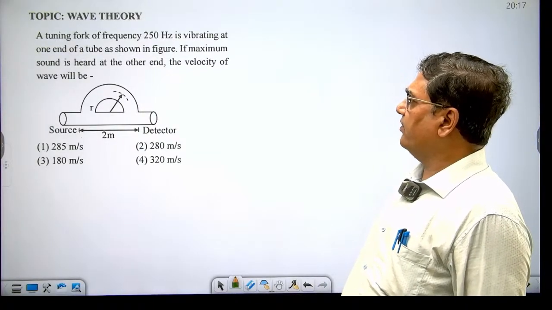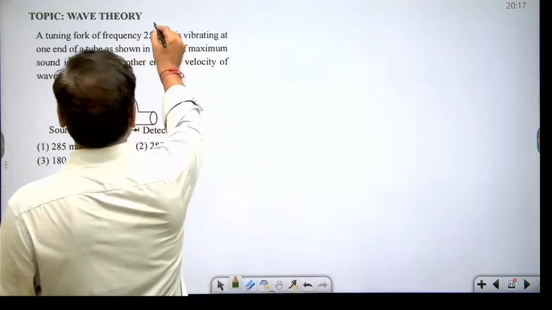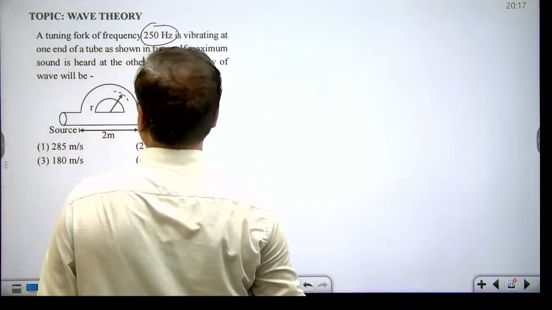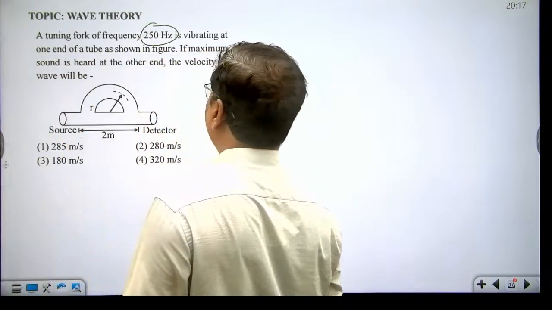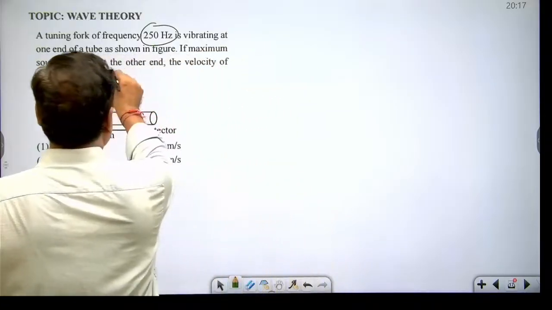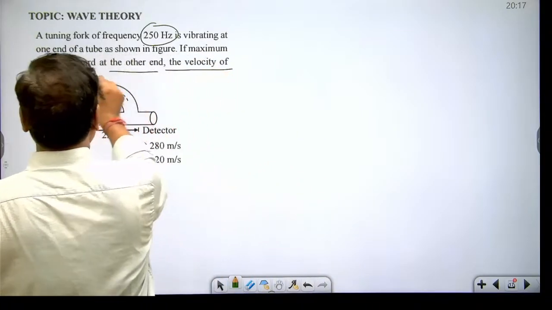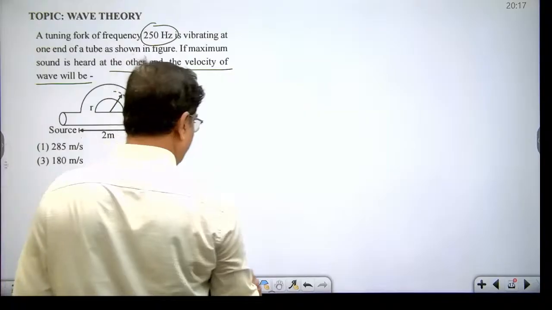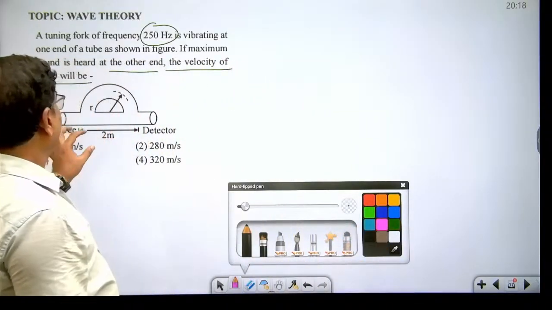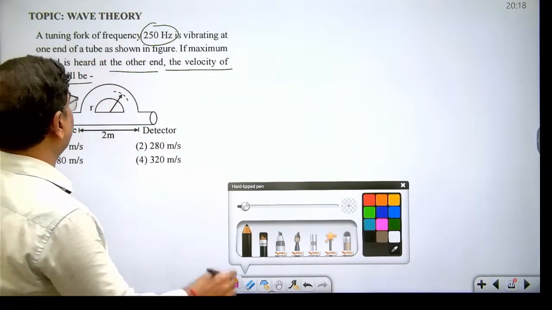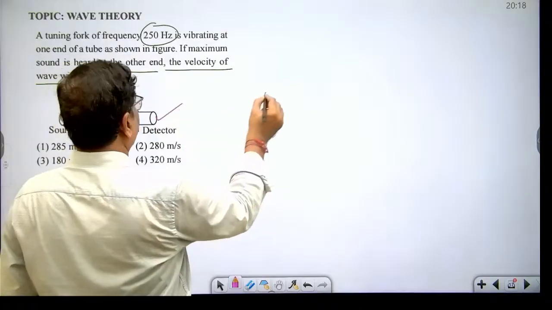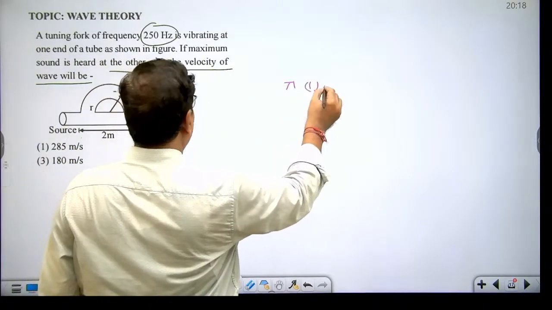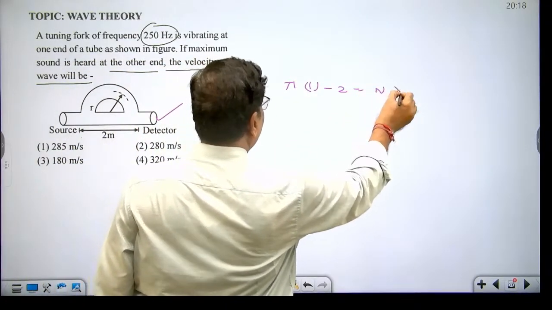A tuning fork of frequency 250 Hz is vibrating at one end of a tube as shown in the figure. If maximum sound is heard at the other end, maximum sound means constructive interference will take place, then the velocity of the wave will be? Dear student, this is 2 meters, so the radius is 1 meter. So the path difference between the waves reaching here will be how much? Pi r minus 2. This should be equal to n lambda.